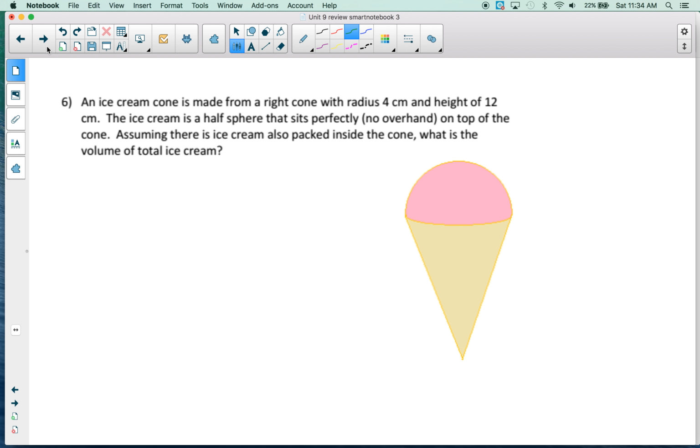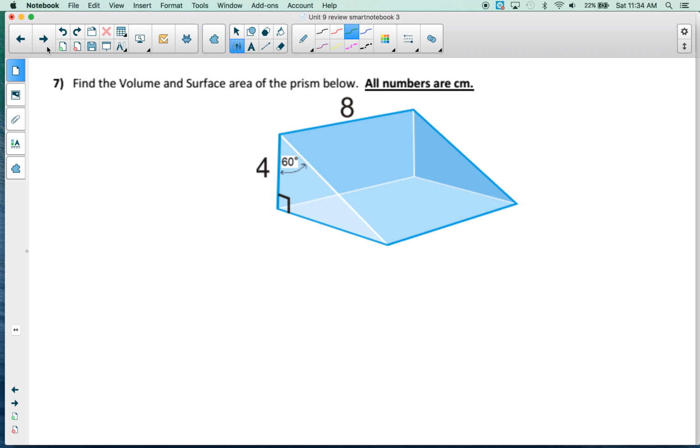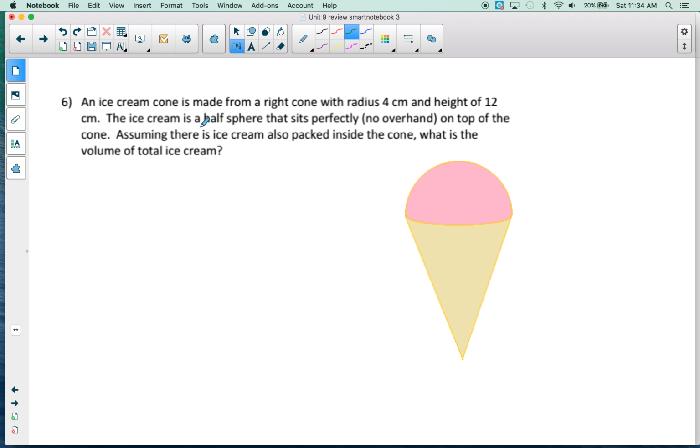Okay, ice cream cone problem. I think we did this in class. I'm not going to do this one. It's on the sheet. I'll just talk about it really quick, just because my hand is very tired. Basically, it's a half sphere, a hemisphere, plus the cone, right? Because there's ice cream also packed inside the cone.